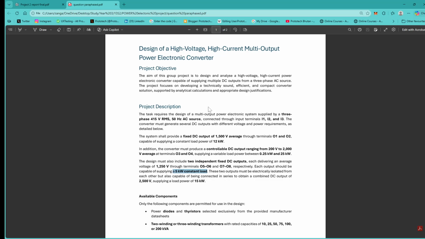I will cover the design approach, rectifier and transformer selection, control strategy, and simulation results using MATLAB Simulink. Let's get started. Firstly, the system overview.